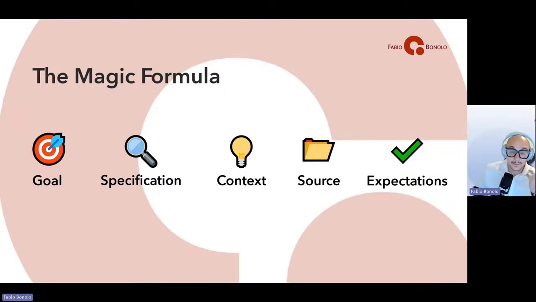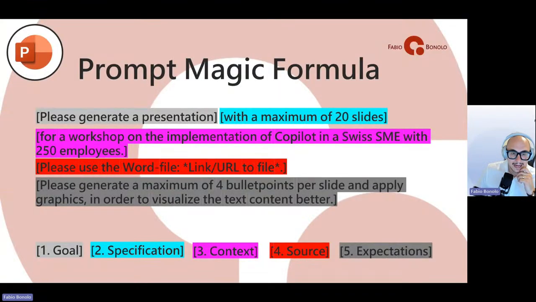Now, let's dive into some hands-on examples from within M365. First of all, I have an example from PowerPoint. So you see on the top left, we are doing a prompt for Copilot in PowerPoint. So you see those brackets there. These are not necessary. This is more to structure or to better visualize this slide. When you are writing a prompt, you don't need to use brackets, of course. So first part, please generate a presentation. This is the goal.